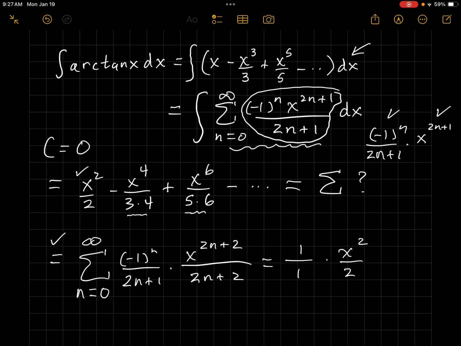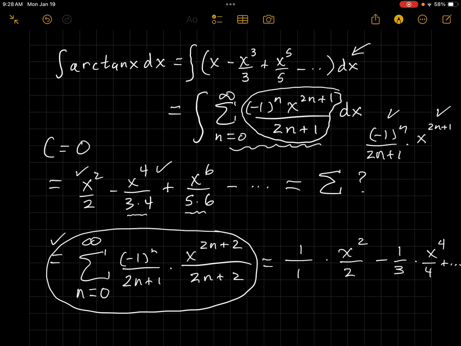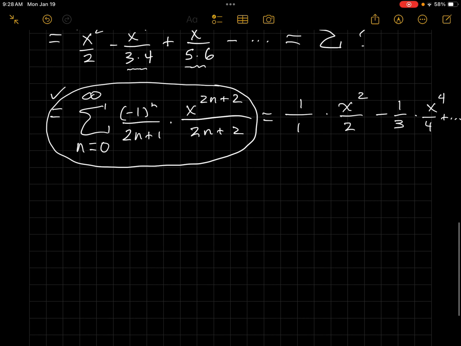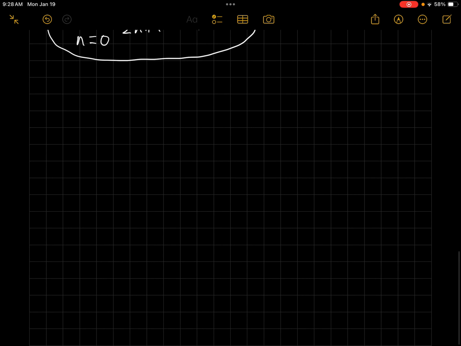Let's see if I can get the second term by plugging in n equals 1. So n equals 1, I get (-1)^1, or minus, and then I get 1 over 3 times, now if I plug in n equals 1, I get x to the 4th over 4. And notice that it matches my second term, and I'm convinced that I did it correctly. Let's take a look at one more example. It's going to be an important one going forward.